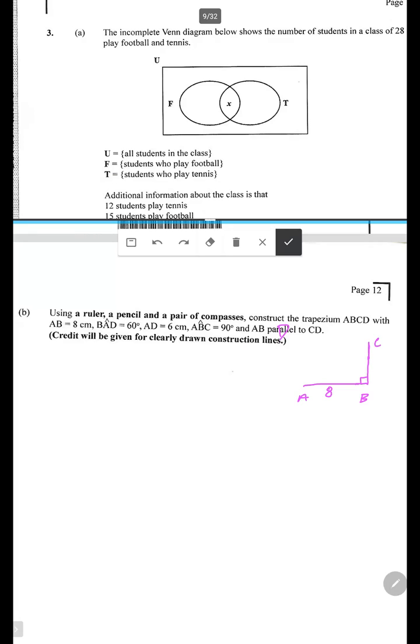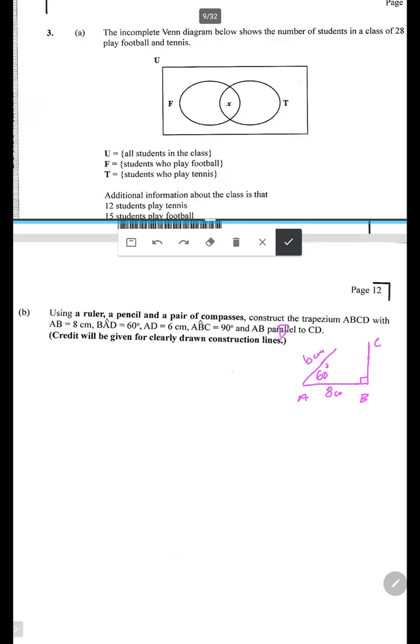And then the angle at A, angle BAD, is 60. So I have to construct a 60-degree angle here. And that will take me up to D, and they give me another distance. They tell me that AD is 6. So I'm going to make this 6. It's 6 centimeters. That is 8 centimeters.